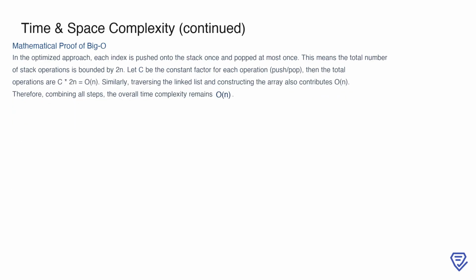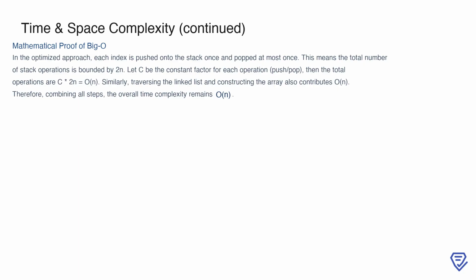Finally, let's provide a mathematical justification for why the overall time complexity is O(n). In our optimized approach, each index is pushed onto the stack exactly once and popped at most once. This means the total number of stack operations, including both pushes and pops, is bounded by 2n. If we denote the constant factor for each operation as c, the total stack operations can be expressed as c * 2n, which is O(n).